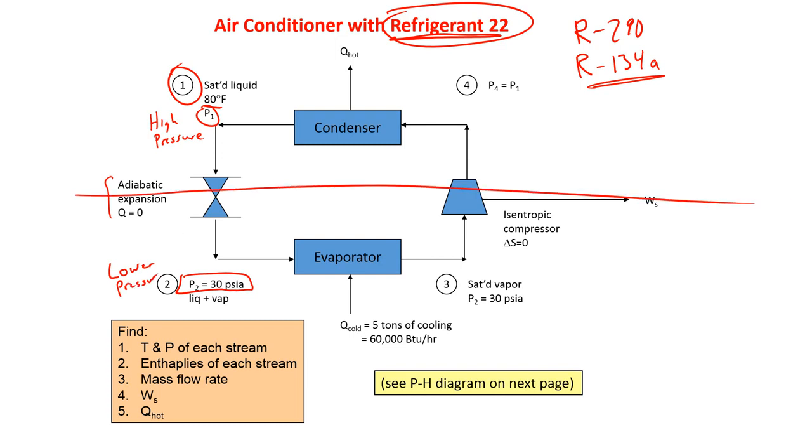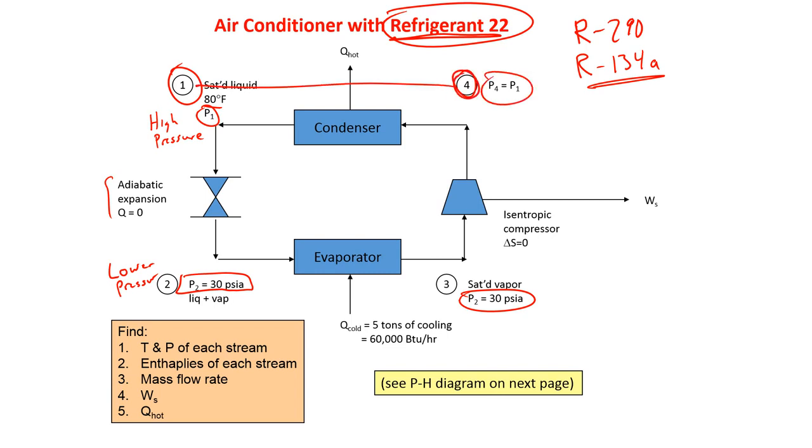If I just drew a line right here, this is an expander. That's a compressor that increases the pressure. And then it stays at 30 psi here. Now the 4 and the 1, those are going to be the same pressure. And 2 and 3, those are going to be the same pressure as well. But in between those, between 1 and 4, we have a condenser. This is going to be a vapor.